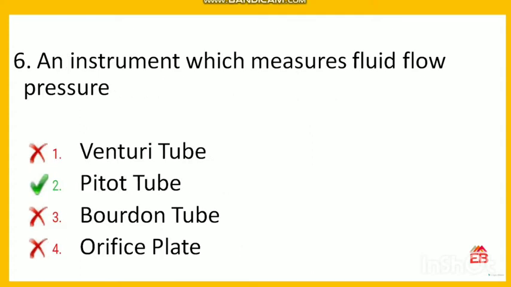Next is an instrument which measures the fluid flow pressure. So the options are Venturi tube, pitot tube, Bourdon tube or orifice plate. So the correct option is pitot tube. In the previous MCQ we have discussed that the pitot tube works on principle of direct and static pressure. So here they have given the definition of a pitot tube. It is the instrument which measures the fluid flow pressure. So option 2, pitot tube, is correct.